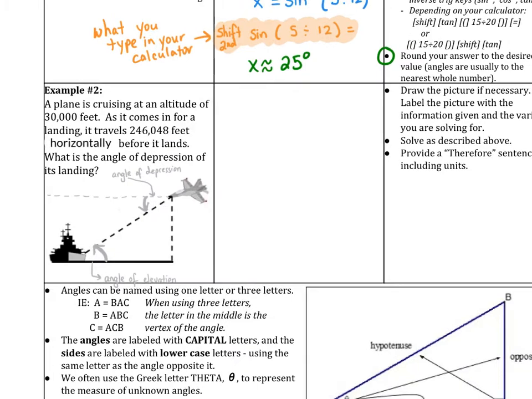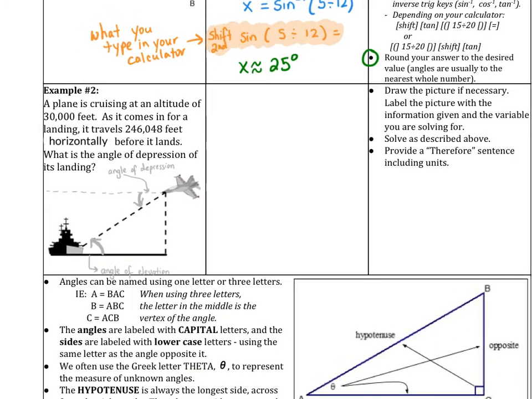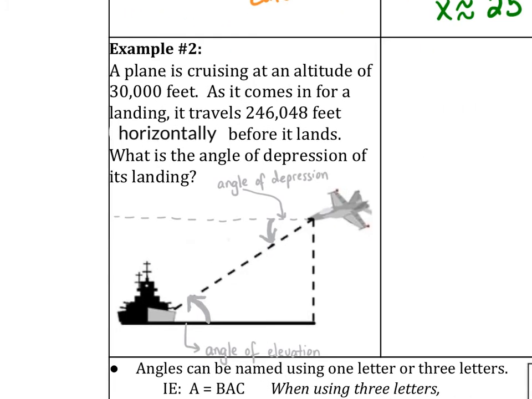Now, when you go to complete a word problem, the first step is going to be to draw the picture if necessary. The picture has already been drawn, but now we have to label it with all the information we know, plus the variable we're solving for. So it says a plane is cruising at an altitude of 30,000 feet. As it comes in for a landing, it travels 246,048 feet horizontally before it lands. So the altitude is 30,000 feet, so that's this side.